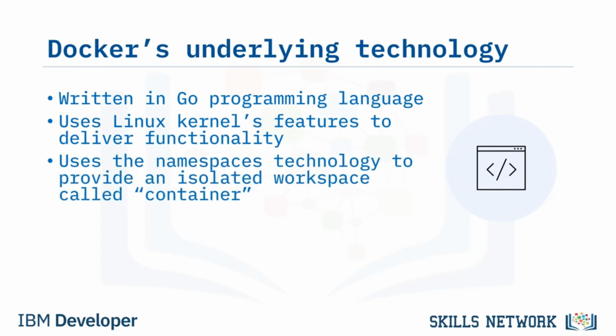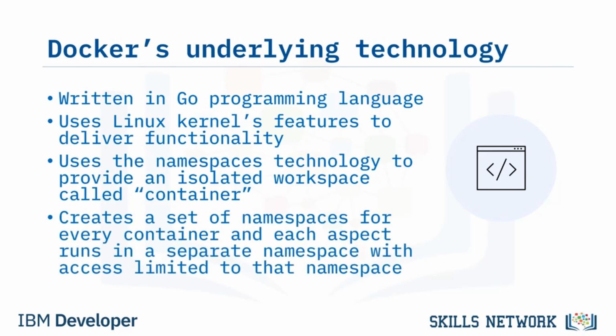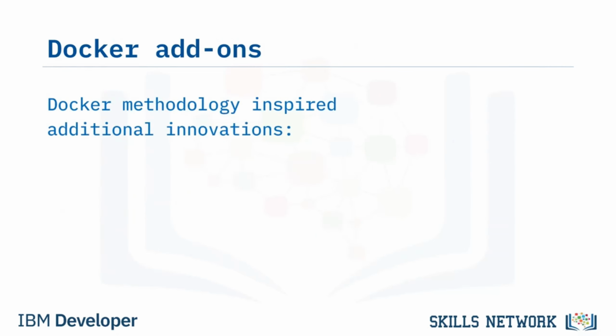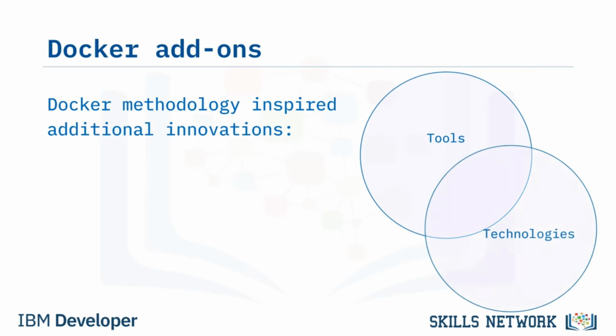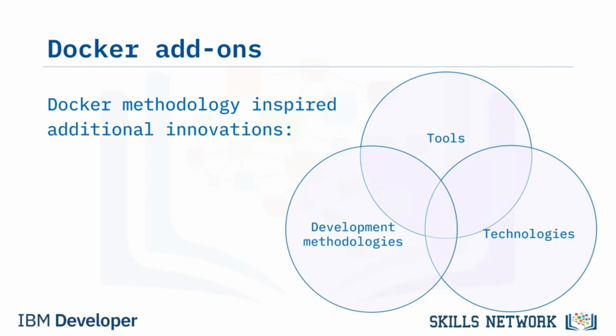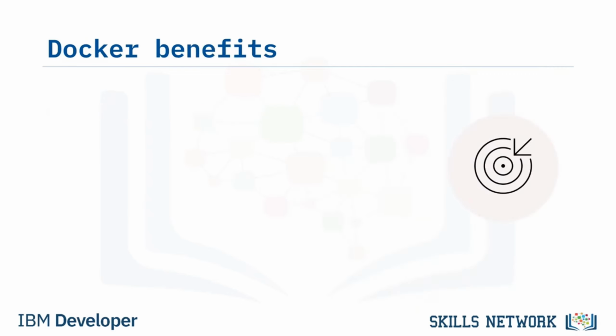Docker also uses namespaces to provide an isolated workspace called the container. Docker creates a set of namespaces for every container, and each aspect runs in a separate namespace with access limited to that namespace. Docker methodology has inspired additional innovations, including complementary tools such as Docker CLI, Docker Compose, and Prometheus, and various plugins, including storage plugins, orchestration technologies using Docker Swarm or Kubernetes, and development methodologies using microservices and serverless. Docker offers the following benefits.